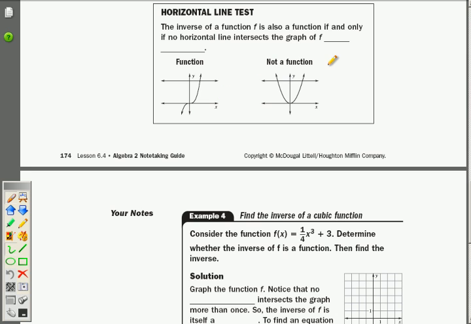So the words we're looking for here are if the graph doesn't get crossed more than one time. It can pass it once but not twice. All right. So the horizontal line test says this thing here, the parabola, might be a function, but its inverse is not going to be a function, because its inverse is going to look like this, and therefore fail the vertical line test. All right.